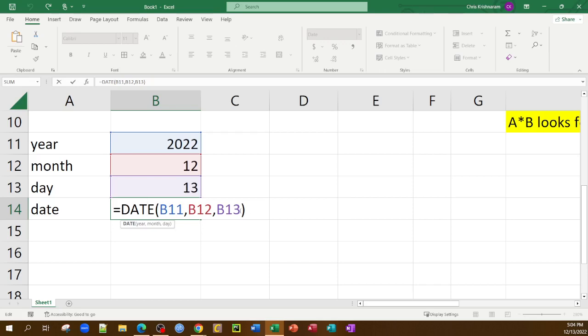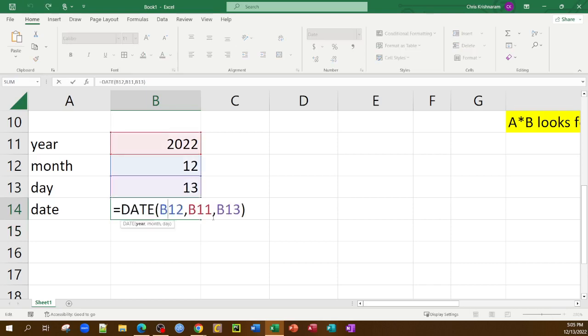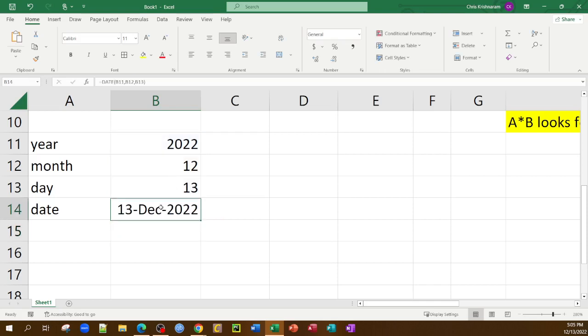So as I was saying, if you put the values in the wrong position, obviously you're going to get the wrong date. If I selected month first, then year, and then date, you're going to get a totally different date because you didn't put it based on the order of the arguments. So year, then month, then day, and you're going to get that date.